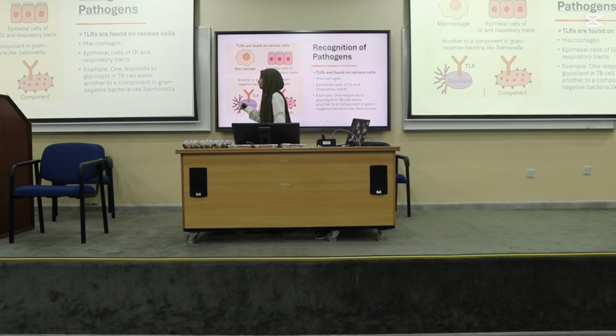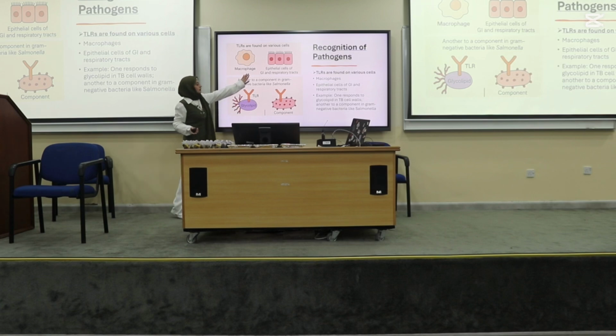This is an example in your book, which is that TLRs are found on various cells, macrophages, and it explains why, because macrophages are antigen-presenting cells. We also have them on epithelial cells of the GI and respiratory tract. And how they work, I want you to imagine that I have an antigen-presenting cell, and it has this toll-like receptor hanging out of it.